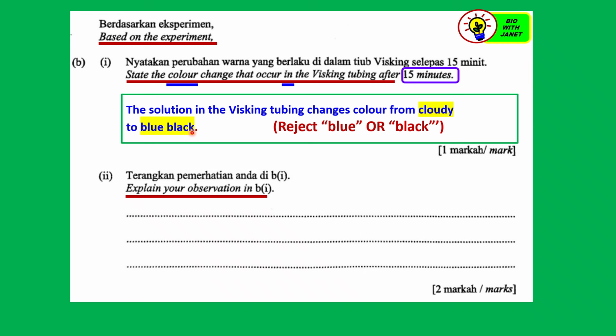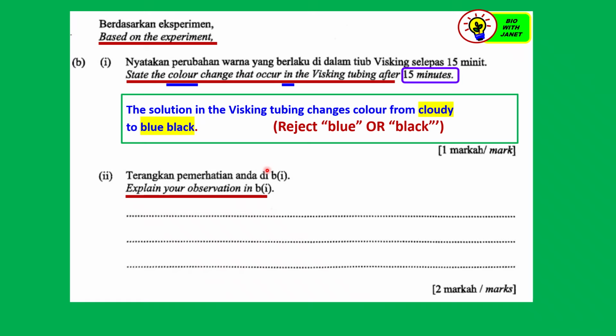Blue-black is the color of the mixture when iodine and starch are mixed together, and this is the positive test for starch, blue-black color. So if you write blue, it is wrong. If you write just black or blue, it's wrong. It's blue-black. Take note of that.